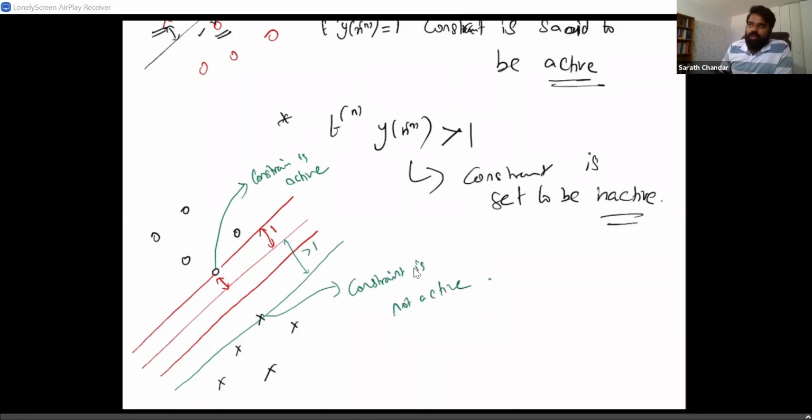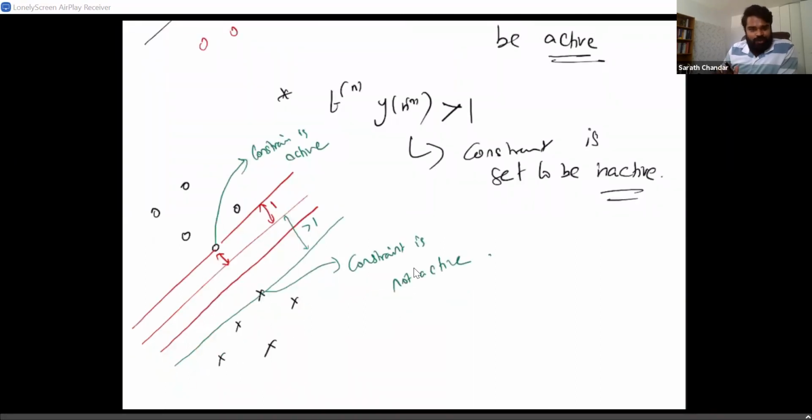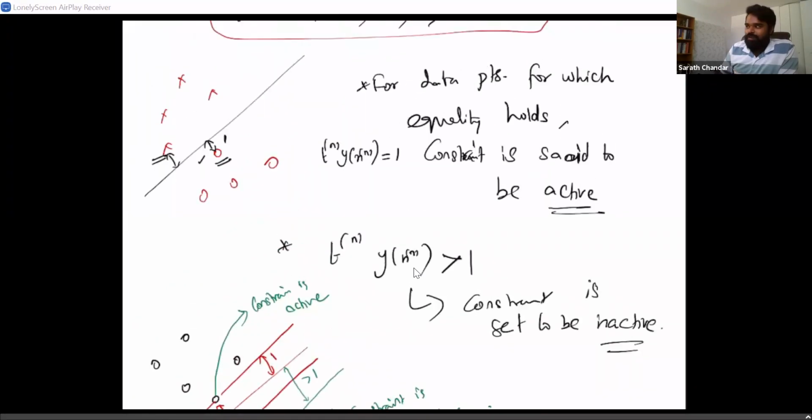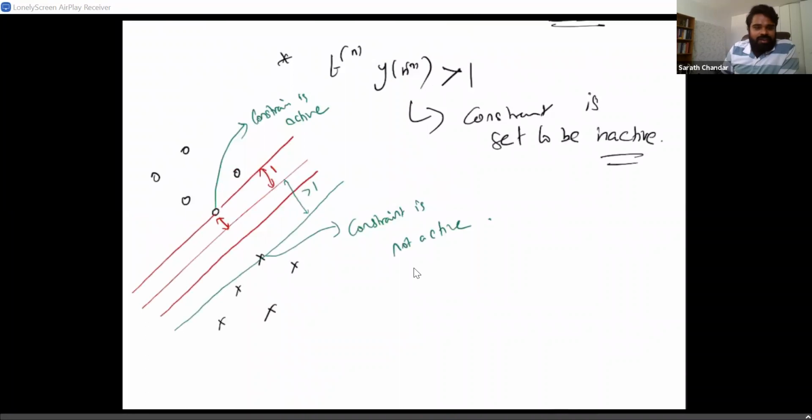There is a question: could you please explain the distance to be 1 in this case? I think Ronald's comment is valid too. That's my bad usage of words. This is not the distance. This is t of n multiplied by y of xn. We set this t of n multiplied by y of xn to 1 for the closest data point. Similarly, you rescale for the rest. That's why the other one is greater than 1. Is that clear?